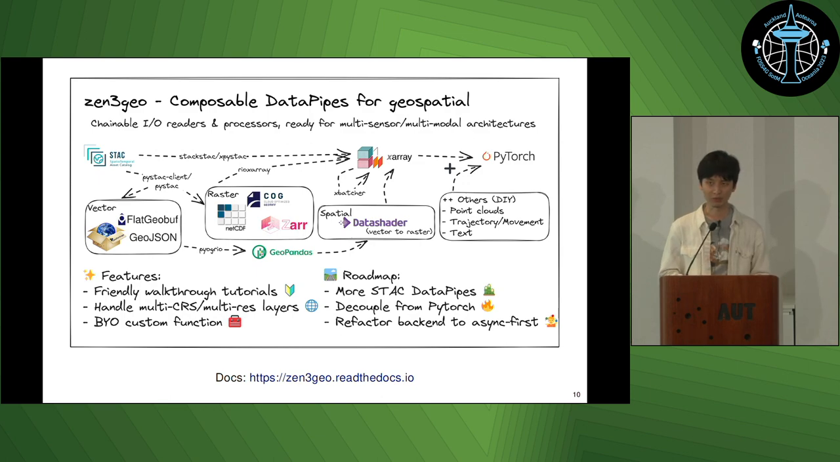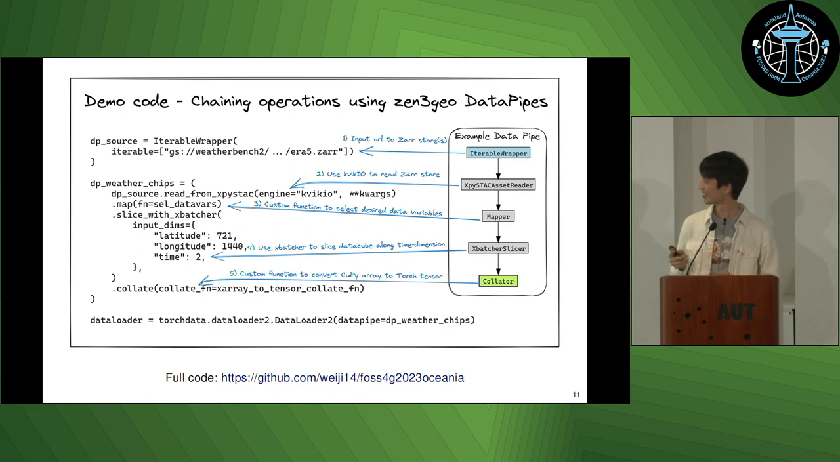You can bring your own custom functions. If you want to do a bit of pre-processing yourself, you just insert it there. And on the roadmap, I'm planning more STAC data pipes, possibly decoupling this from PyTorch, because this is based on TorchData right now, and doing some fancy stuff to make this async first to make it even faster. Cool, and that's a lot. I know that's a lot to digest. And I'm going to also walk you through, really briefly, how the code looks like in Zen3Geo.